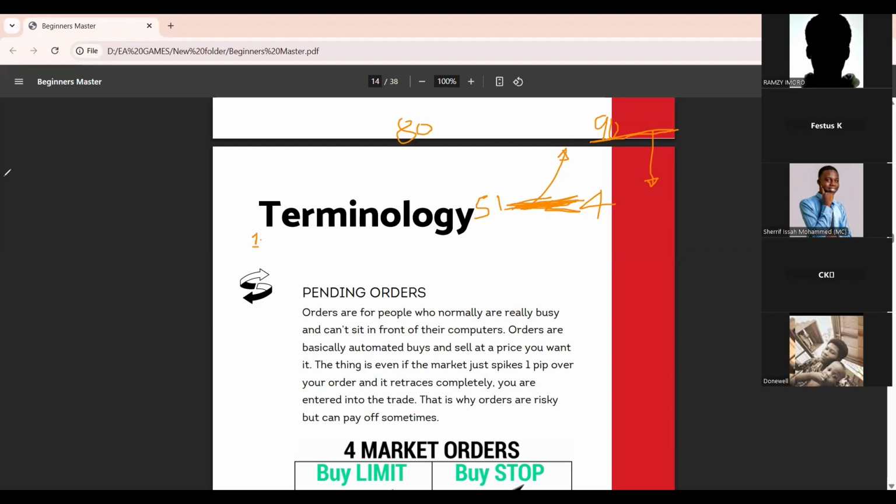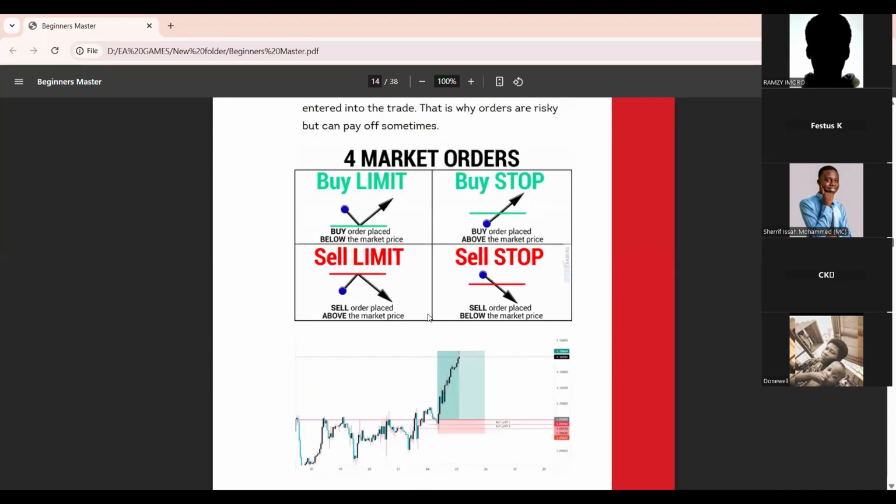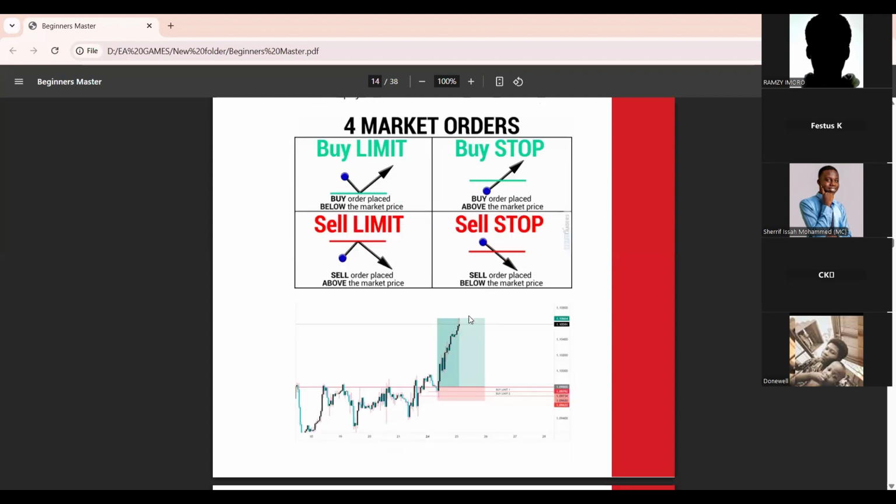These kind of orders are used by people who are actually busy. Maybe you can't be on the chart for the whole day. So what you do is you place your pending order, and when market gets to your pending order, it just executes and starts to be in your favor. And we have the mechanical, as I said, you just go on the chart to be like, okay, now I just want to take my sell. I want to take my buy, and market just executes it for you, then you're good to go.